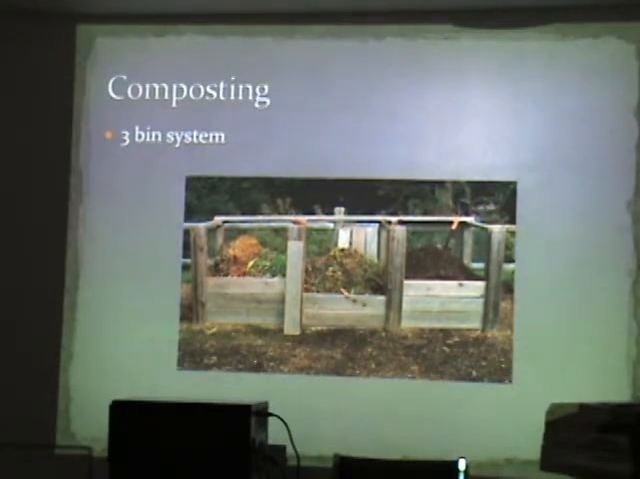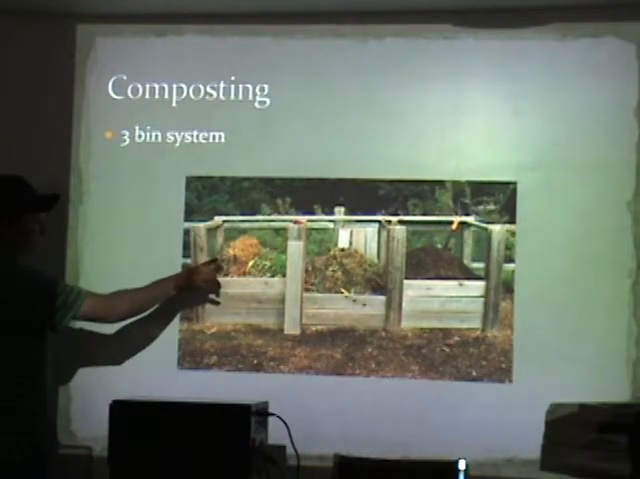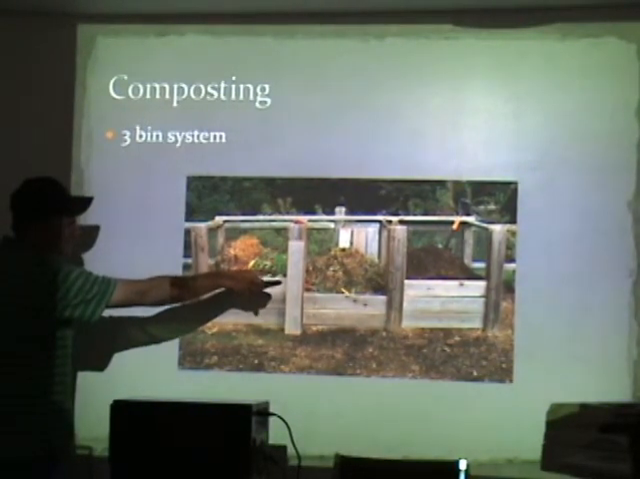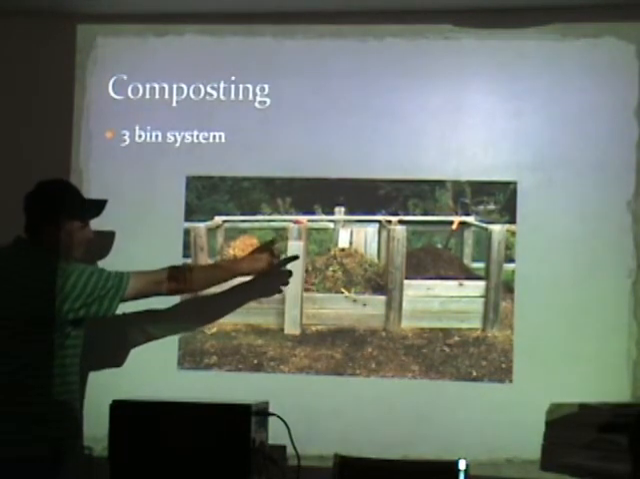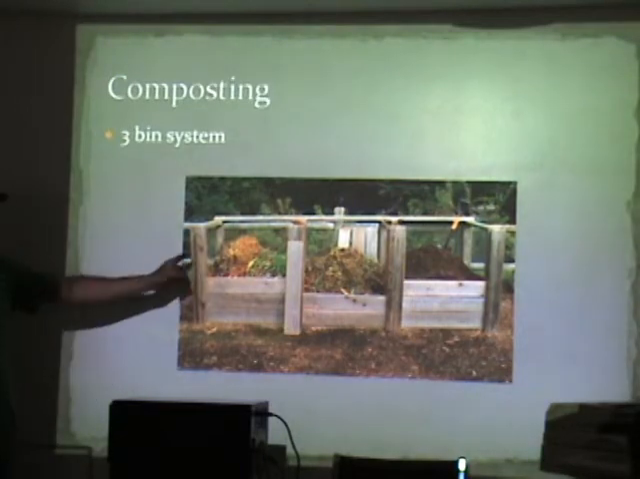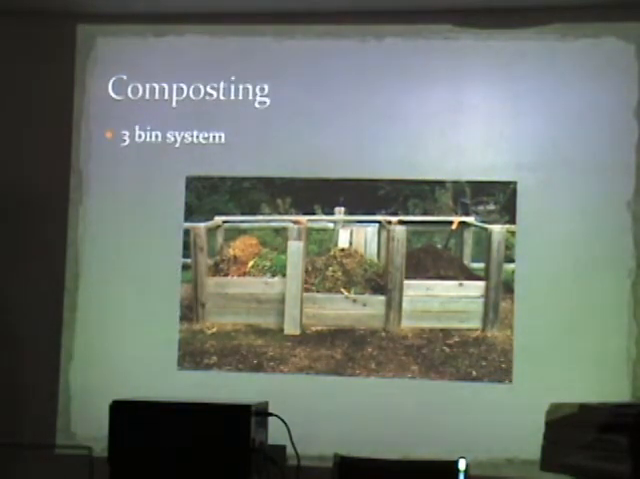3-bin system. This one's really nice. Essentially, you start with some raw organic material in this bin, and when that breaks down a little bit, you add it to this one, and when that breaks down a little bit, you add it to the next. On the very end, you can have compost that's ready to go, and on the far end, you can have some stuff that's barely breaking down. So it actually works really well if you do that.